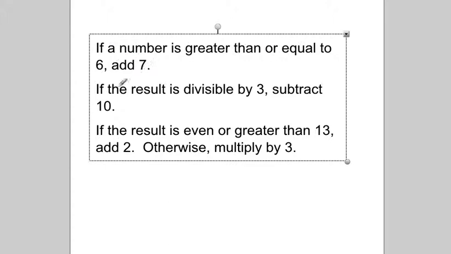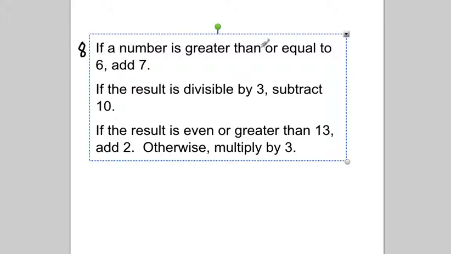So for instance, we see if a number is greater than or equal to 6, add 7. If the result is divisible by 3, subtract 10. And if that result is even or greater than 13, add 2, otherwise multiply by 3. So let's take a number like 8 as our initial input, and let's trace how it goes through this.